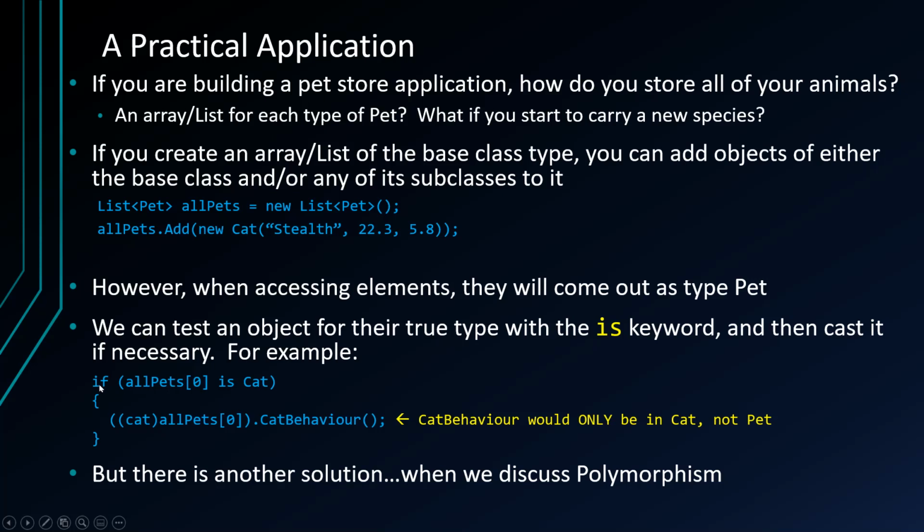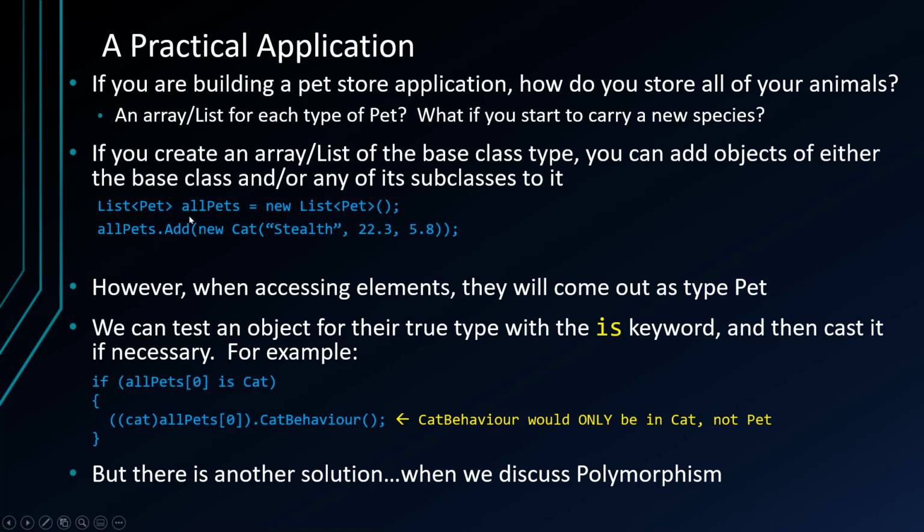So for example here, I say if all pets 0 is cat, then I'm going to cast all pets 0 to a cat. Notice the brackets around that whole thing, including the cast. Then I can call any cat-specific behaviors. If I didn't do this cast and I tried to call that cat behavior, it's going to fail. It's going to say this thing doesn't exist as a pet behavior, because it thinks all pets 0 is a pet.